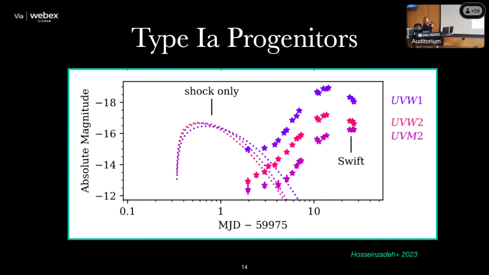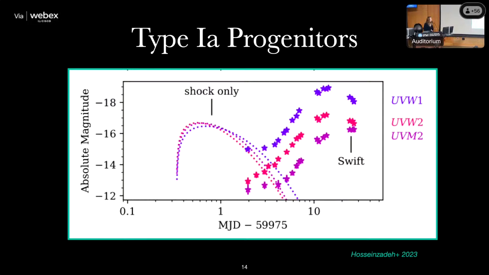Okay, so now that you've seen what supernovae look like in the ultraviolet, I want to talk about different uses for these observations. So the first is figuring out what the progenitors of type 1a supernovae are. So there's the double degenerate scenario and there's the single degenerate scenario. In the single degenerate scenario, your supernova explosion hits your non-degenerate companion. That creates a shock that should be UV bright.